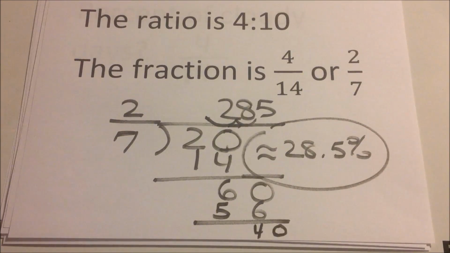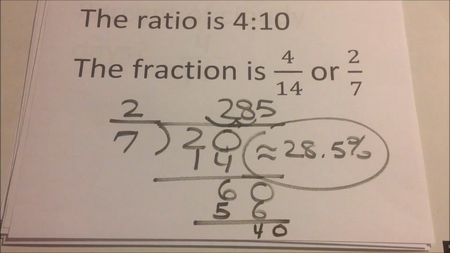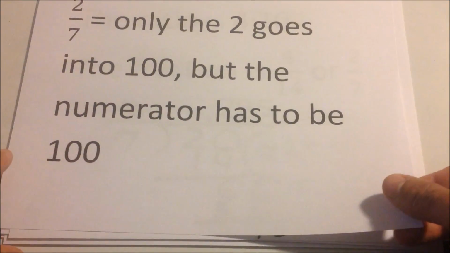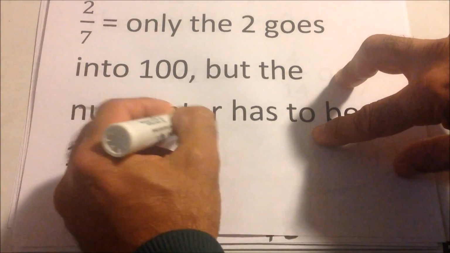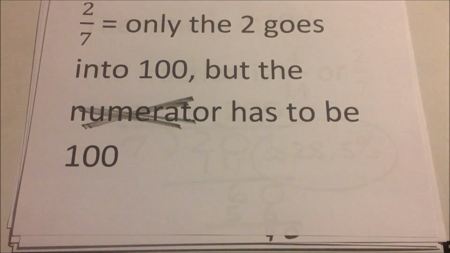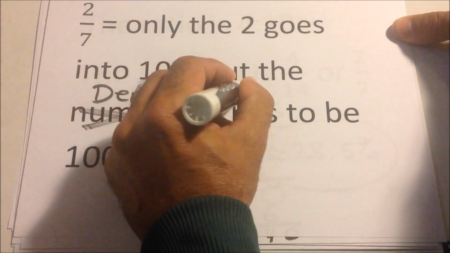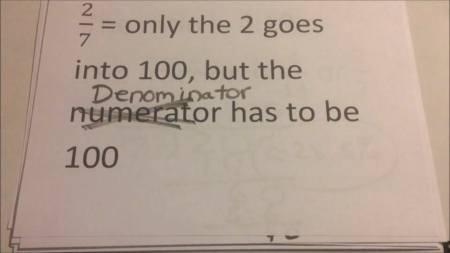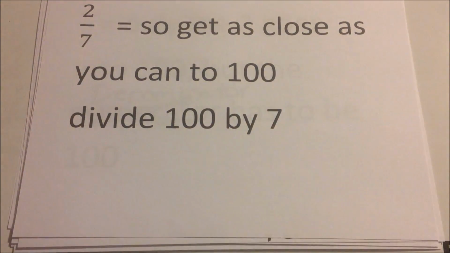So the first way we can just divide, you could have had 4 in the box also if you wanted to do that. But let's say you want to do it as an equal ratio. Well, if we wanted to do it as an equal ratio, only the 2 goes into 100. But remember, the denominator, not the numerator, the denominator has to be 100. So write that down. The denominator has to be 100 in order for you to get the percent. And you know 7 doesn't go into 100, so what you have to do is get as close as you can. So just divide 100 by 7.